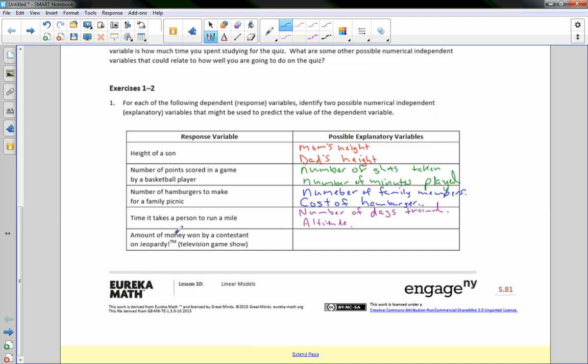Okay. Amount of money won by a contestant on Jeopardy. Okay. Number of correct responses. And if you watch Jeopardy, you could also consider the amount wagered on the daily doubles. That makes a big difference. You have a daily double, and if you wager $100 and you get it right, you only get the $100, but you can wager up to the amount of money you have. So if you have $4,000 and you wager all 4,000 and get it right, you just doubled your money. Okay, so those are different factors.